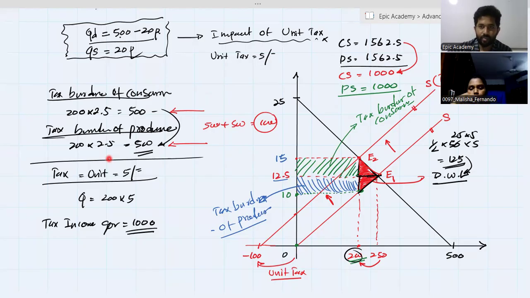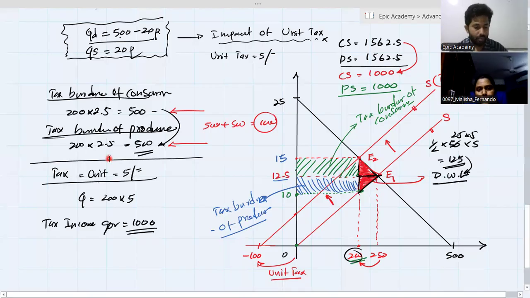I think you got it. Another thing will also be included related to the unit tax, because there can be calculations related to elasticity also. Now, before we calculate the value added tax, I mean VAT, we have to identify something very important.